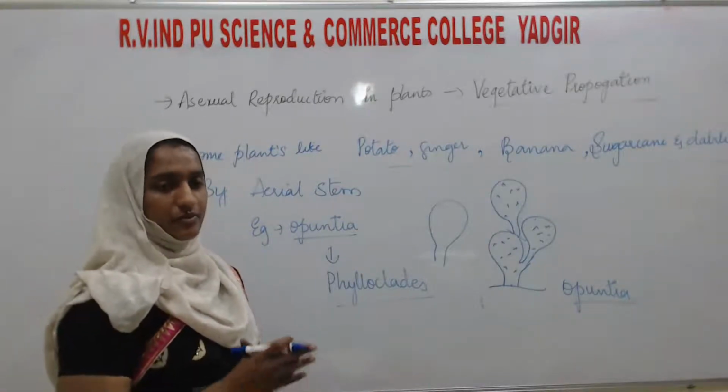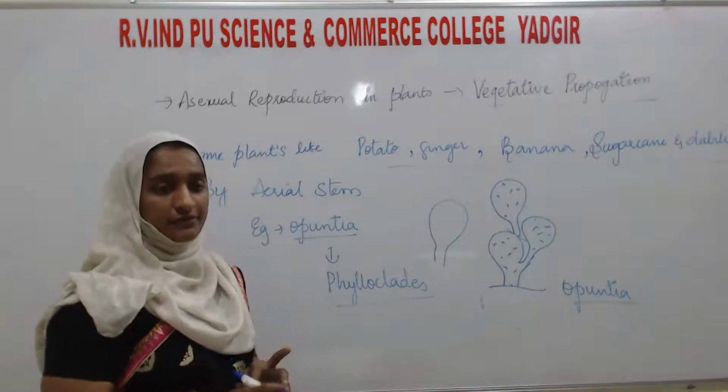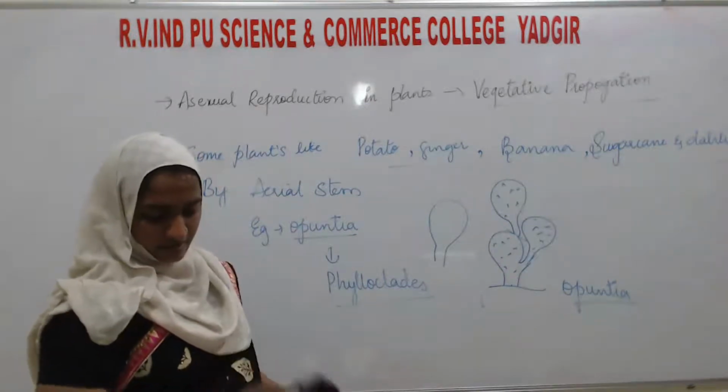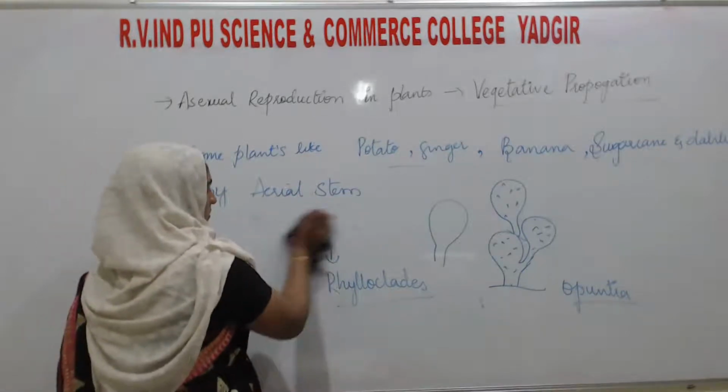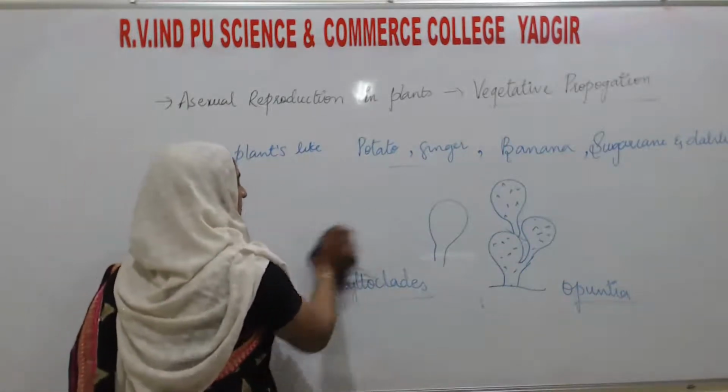Then next, vegetative propagation by leaves. Here one example is there, that is the bryophyllum, by leaves.